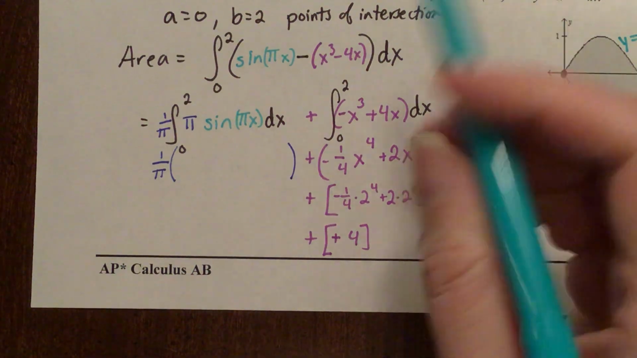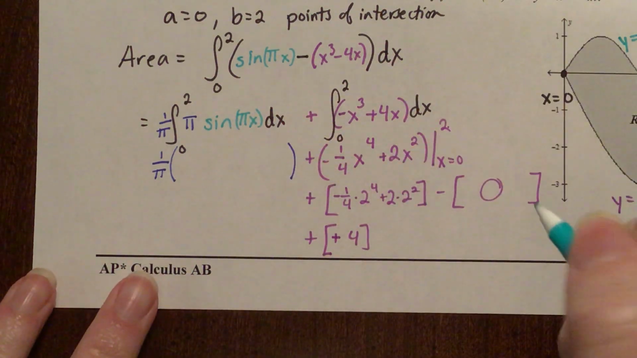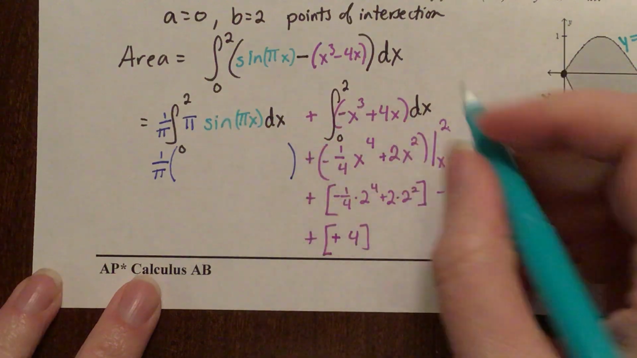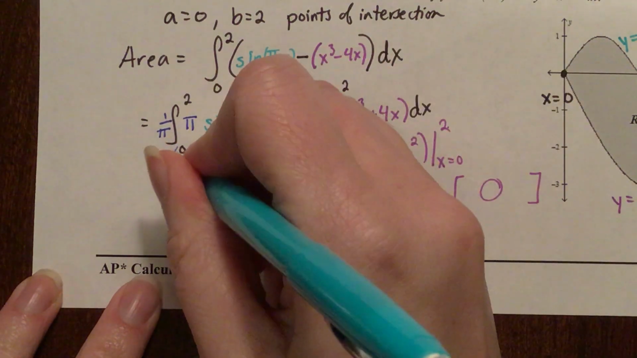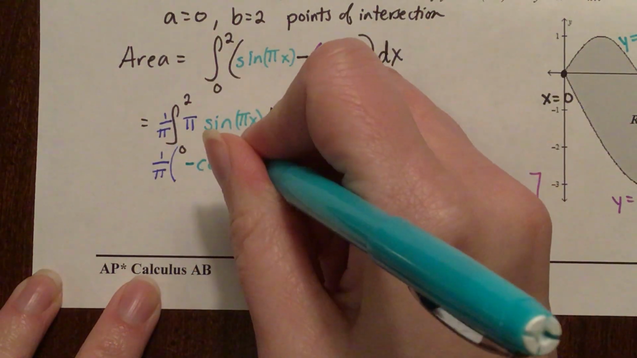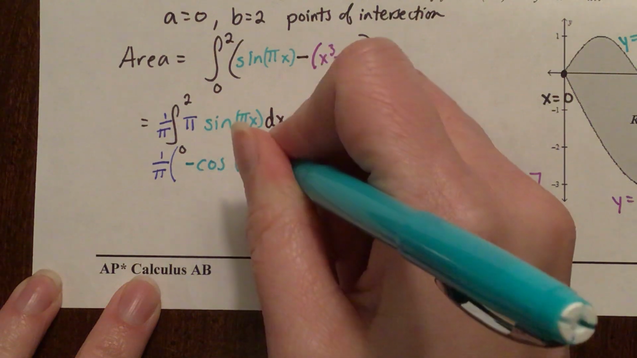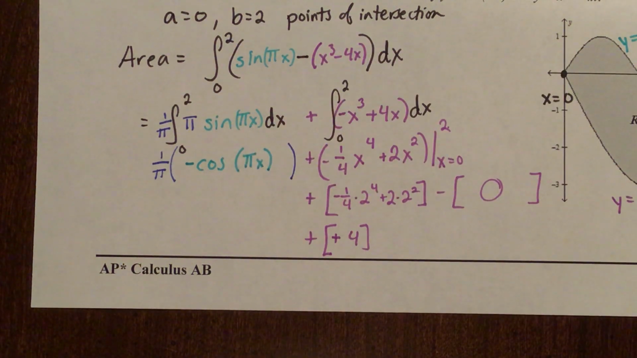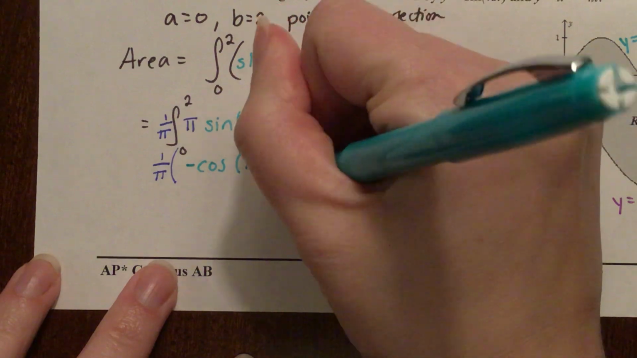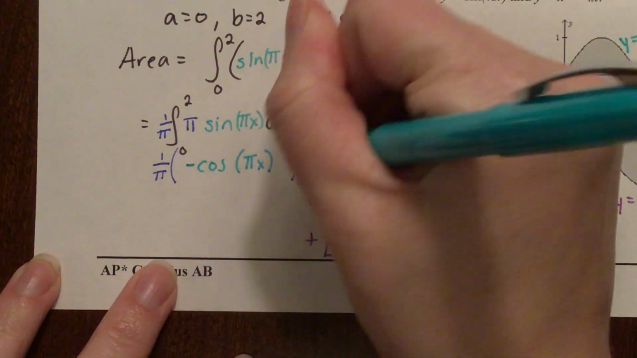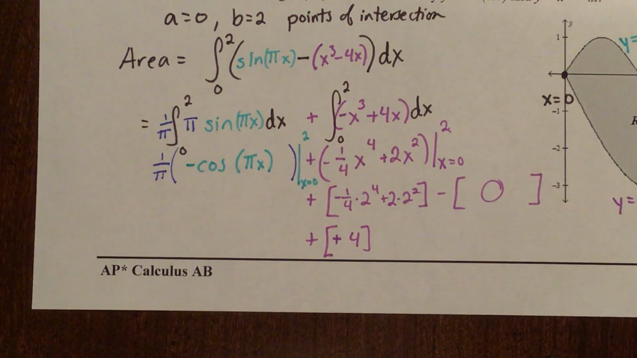And we will take the integral of pi times sine of pi x. Integral of sine is negative cosine, and then we keep the inside safe. And we are going to evaluate this from x equals 0 to 2. Gosh, this problem was a lot longer than I remember.